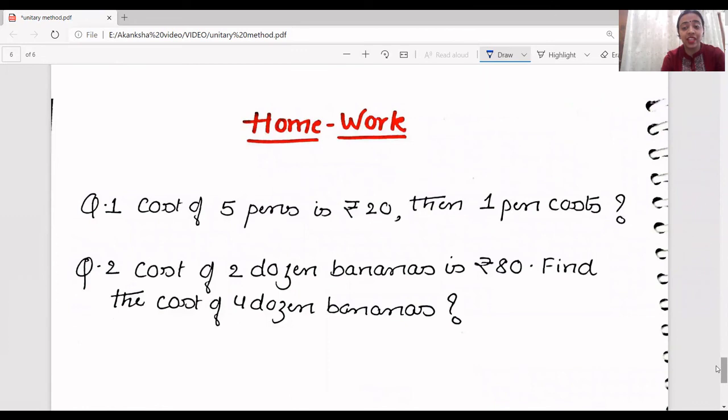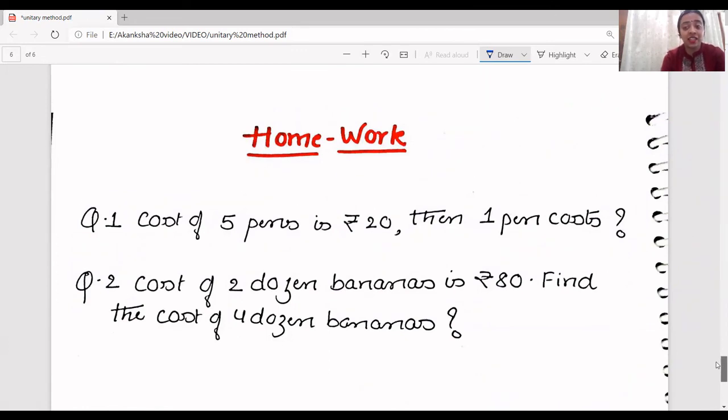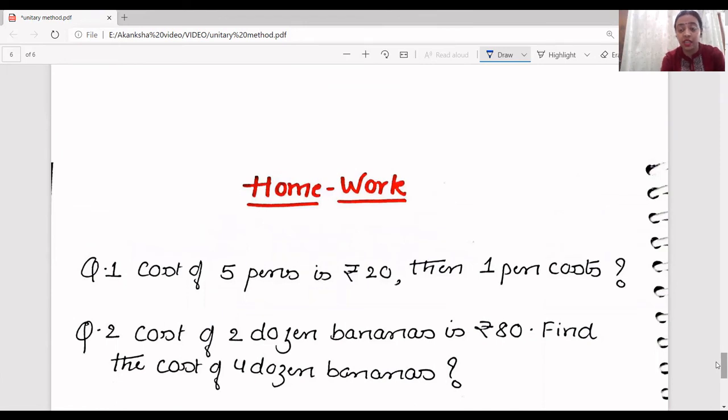So take up these two questions so that you can understand the entire concept of the unitary method, and do solve and let me know the answers in the comment box, and I'll be telling you whether they are correct or not.